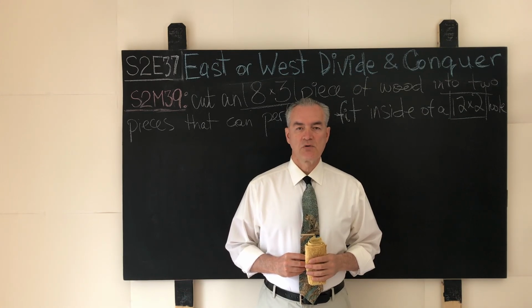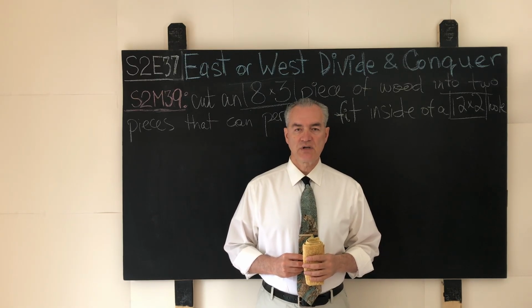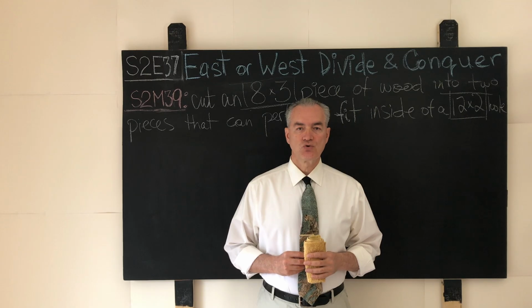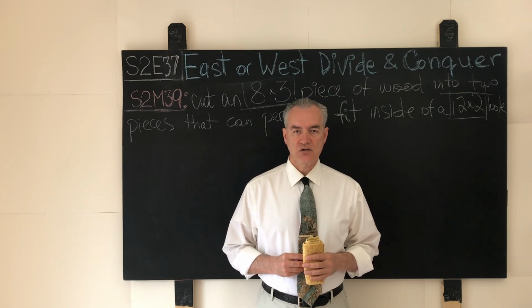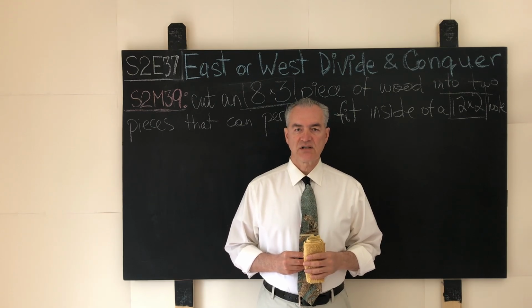In the mathematical problem S2E37, we're asked to cut a single 8x3 piece of wood into two pieces of wood, which when combined can cover a single 12x2 hole perfectly, and the actual challenge in this problem is to generate a solution of the problem using precisely the divide and conquer problem solving approach.